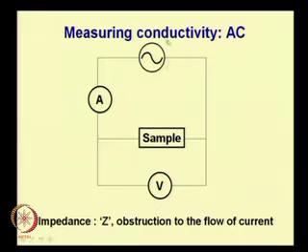Okay, so we would now have an alternating power source, a sample, an ammeter and a voltmeter. The moment we do this, there are a few other aspects that we need to be aware of. The first thing is that the moment you say alternating current, it now has a frequency associated with it. Normally, depending on where you are in the world, most usually it is either 50 hertz or 60 hertz, 50 cycles per second or 60 cycles per second.